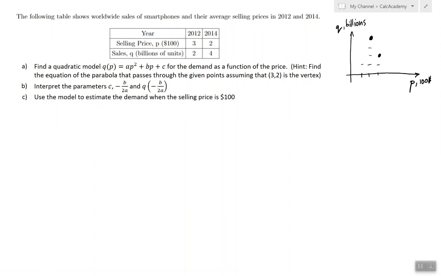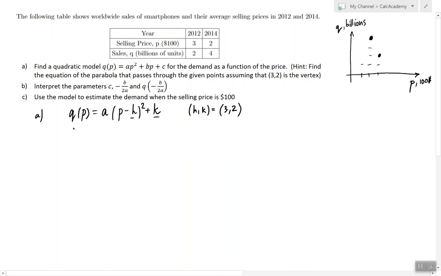So if that's the case, then we're looking for the quadratic equation in this form. We're going to look for it in vertex form. And why are we doing this? Because we already know the vertex. The vertex is given to be (3, 2). That means we know most of the parameters of this equation.